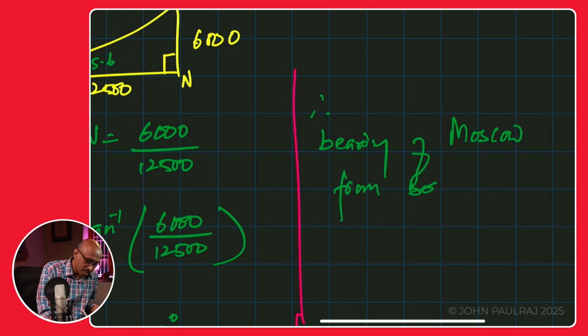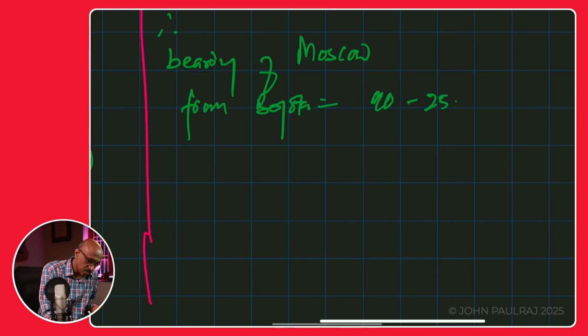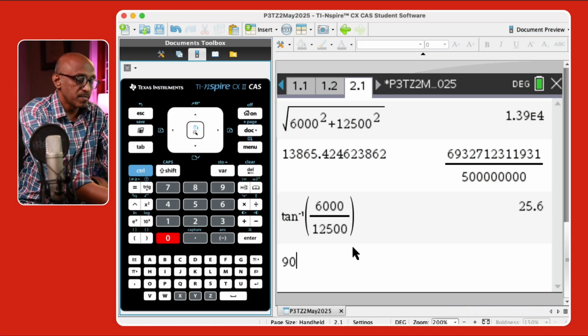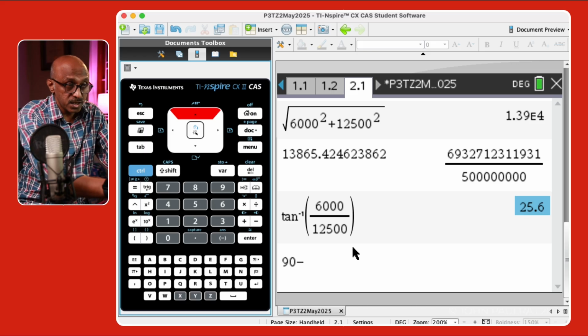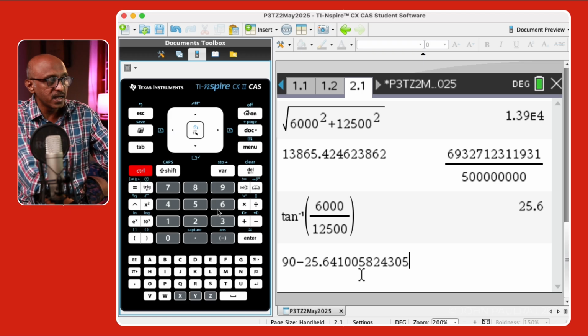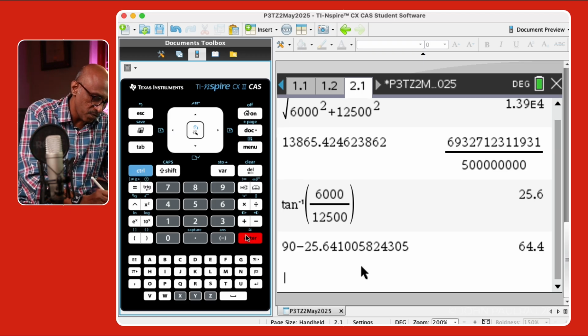This is where we write down the words. Should be 90 minus, what is that? 25.6. And then we can go back to the calculator again, and we can say, okay, 90 minus, I will bring back all the digits as I always do. Okay, can you see that? So it's rounded off, so it preserves the accuracy. And then when I hit Control Enter, I'll get 64.4. Okay, so this is 64.4.